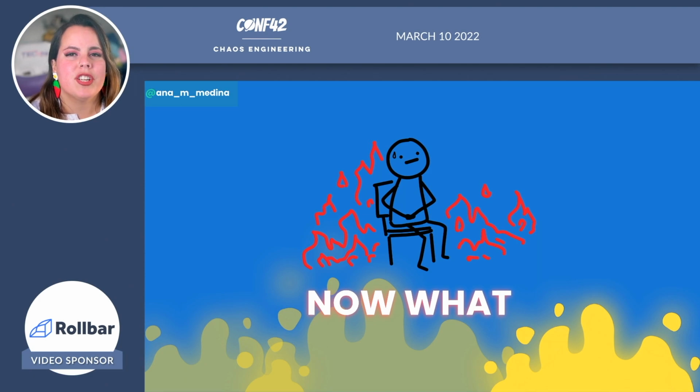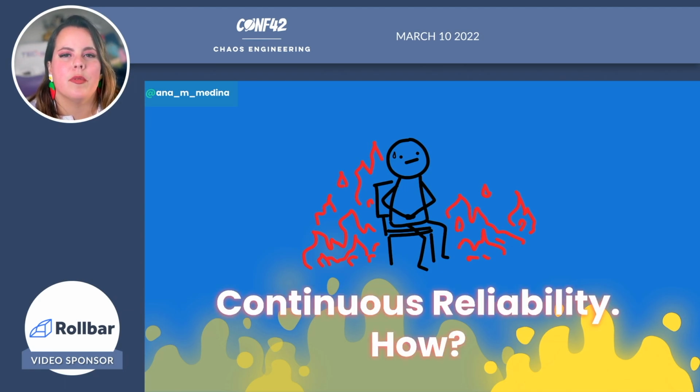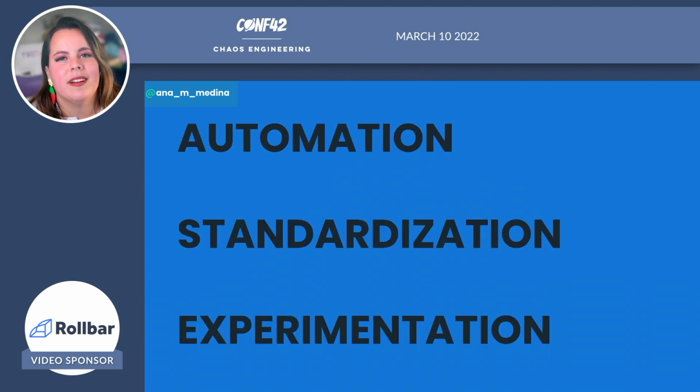Until when do we question and ask ourselves, what can we do to make things better? How do we make things more automated? How do we make things more reliable? I say that I'm going to be talking about continuous reliability, but how is it that we're going to get there? Well, I believe that with these three words, we can get there.